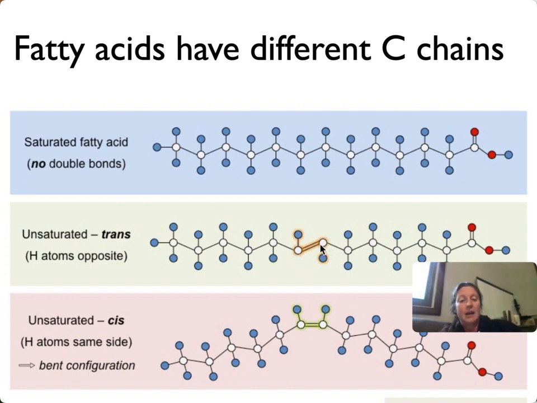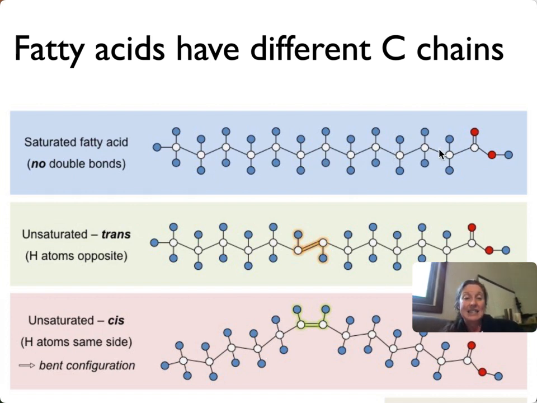Sometimes that double bond still allows the molecule to be straight, and sometimes that double bond causes the molecule to bend. When it allows it to be straight, we call it a trans fatty acid. Trans means across from or opposite. So this hydrogen is opposite this one. This is a cis unsaturated fatty acid because both of the hydrogens are on the same side of the molecule. Cis means same side.